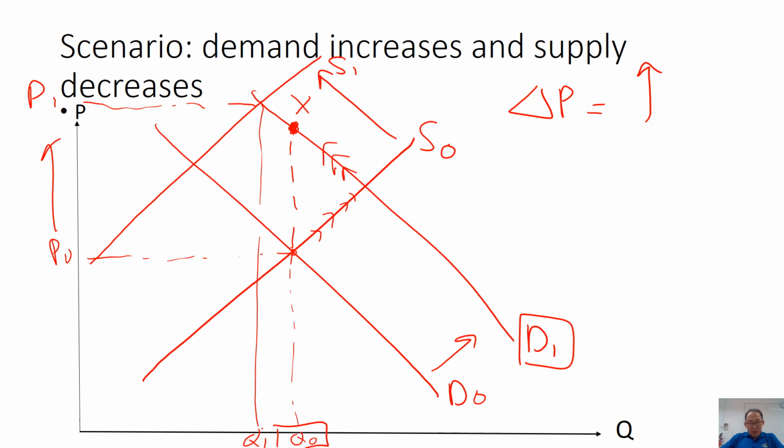So you can practice on your own. How do you shift the supply to the left in such a way that the final quantity is actually higher? You shift supply to the left, but don't go past point X. So I leave it up to you to do on your own.